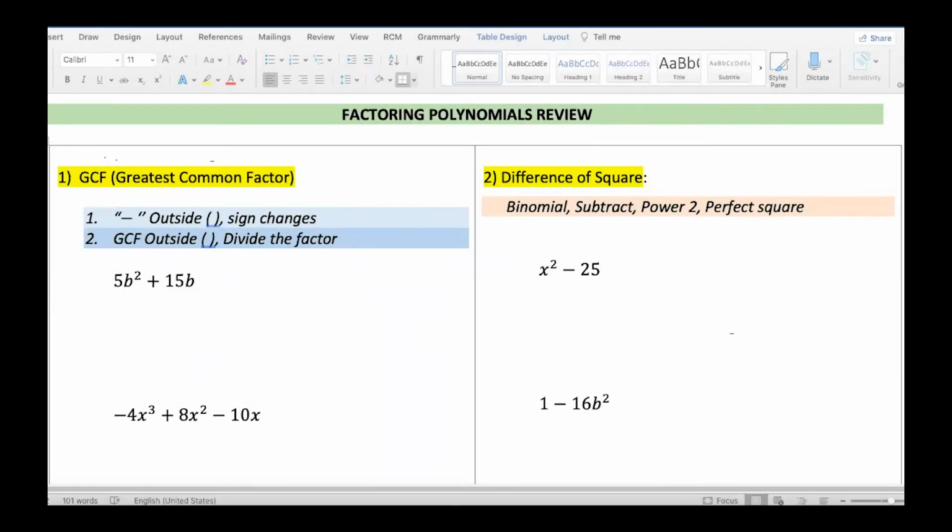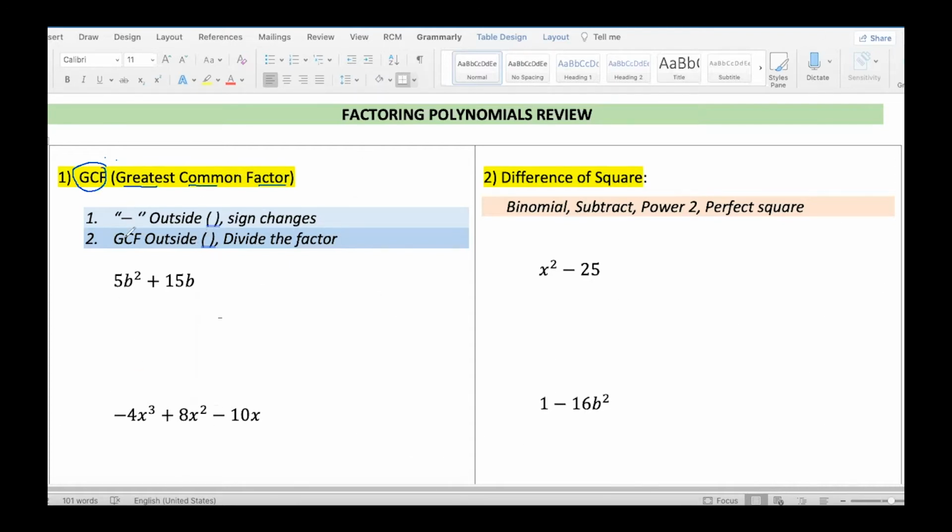Okay, everyone. So today we're going to review 4 different types of factoring polynomials. The first one, and the most important one, is GCF. What does GCF stand for? GCF stands for greatest common factor.